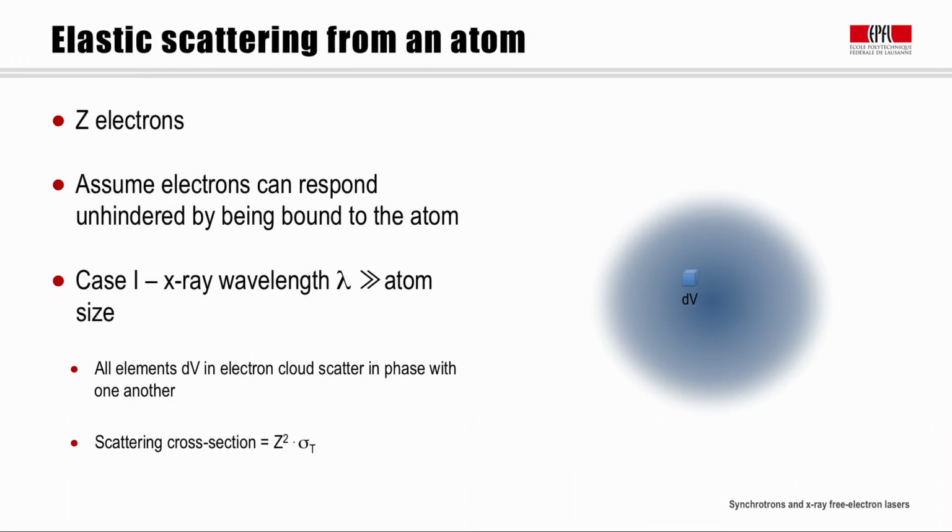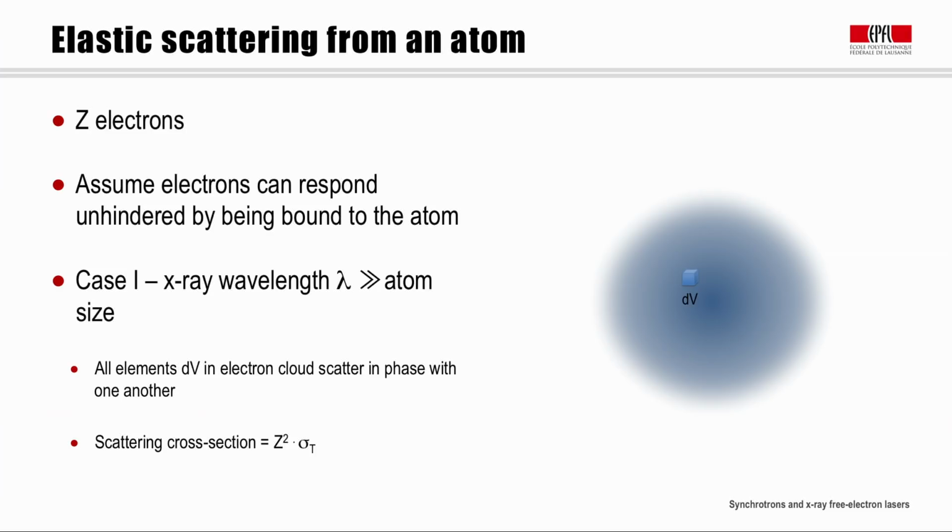We now progress from the case of a free electron to scattering from electrons associated with an atom. We begin by making the rather dubious assumption that all the electrons associated with the atom can respond entirely unhindered by the fact that they are actually bound to the atom's nuclear core.